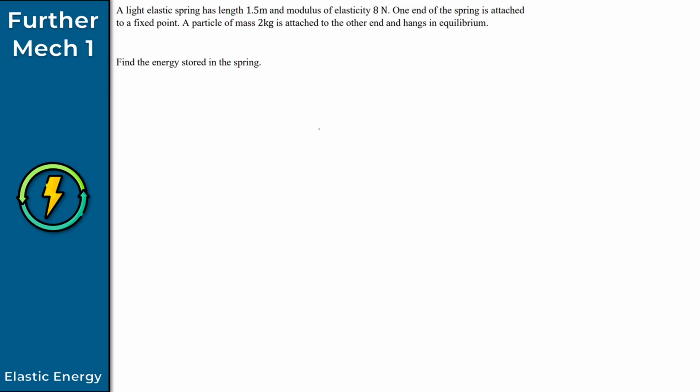And then to finish with, we have the very last question, question 2. Now for question 2, what we're told is a light elastic spring has a length of 1.5 meters and a modulus of elasticity of 8 newtons. One end of the spring is attached to a fixed point and a particle of mass 2 kilograms is attached to the other end and hangs in equilibrium. For this question, all we want to do is find the energy stored in the spring. A very typical exam style question.